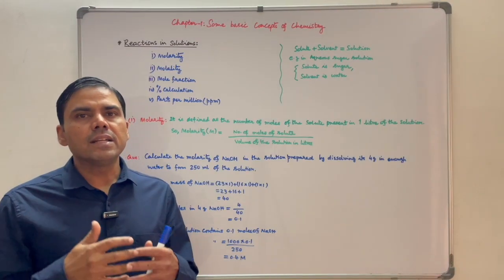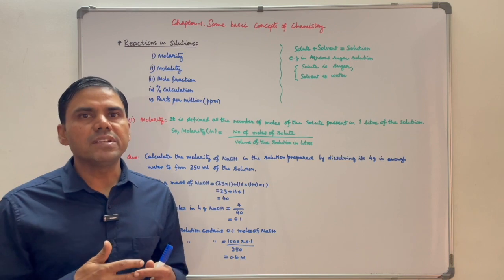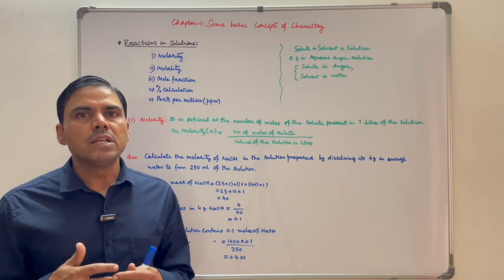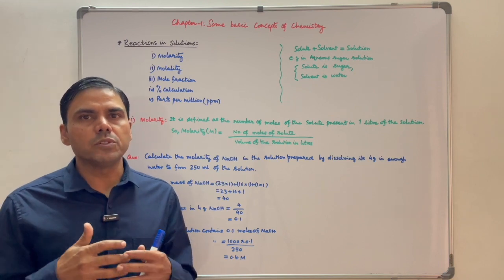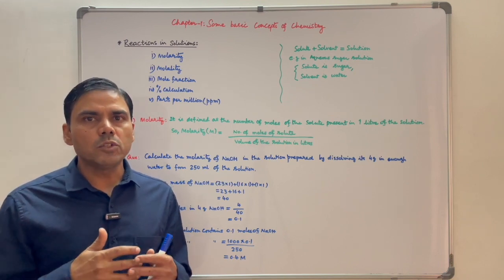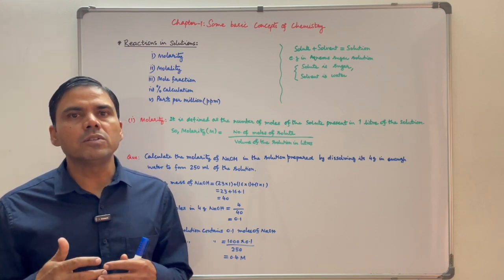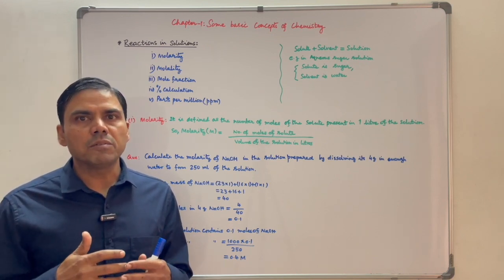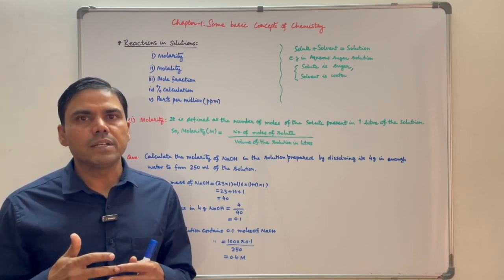Now let us understand reactions in solutions. A majority of reactions in laboratories are carried out in solutions. So we need to understand what are solutions and how the concentration of solutions are expressed. A solution is made of two components. One is called solute and another is called solvent. For example, aqueous sugar solution. Sugar is solute and water is solvent.